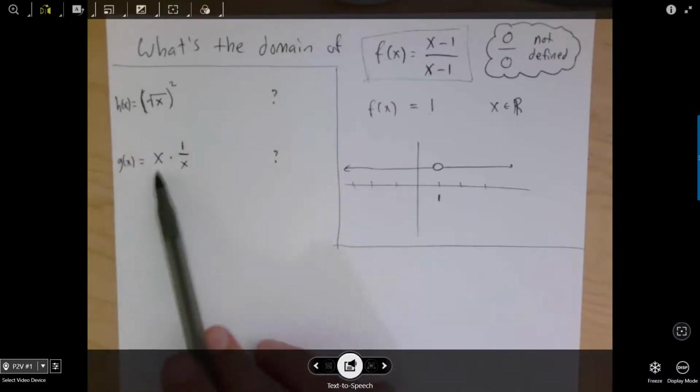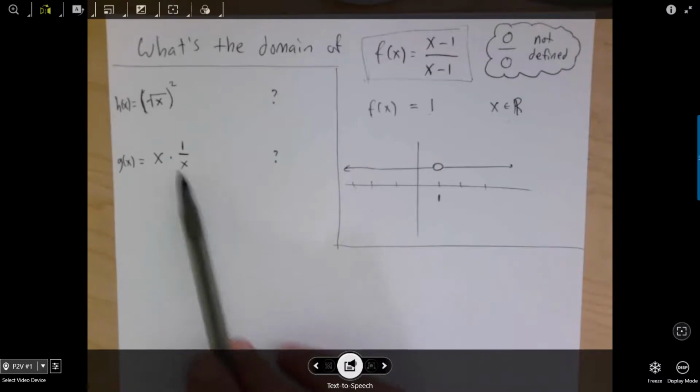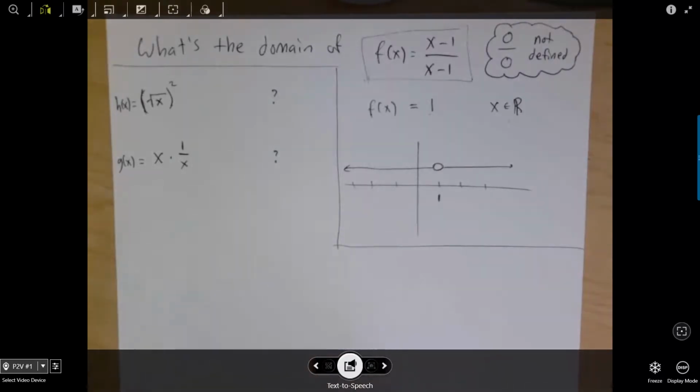And here, if I have x times 1 over x, again, that simplifies to 1, and so it would seem like the domain here is all real numbers, but it's not. Take a minute and figure out what you think the domain of each of these are. For h, the domain is x has to be greater than or equal to 0, and for g, the domain is x not equal to 0.